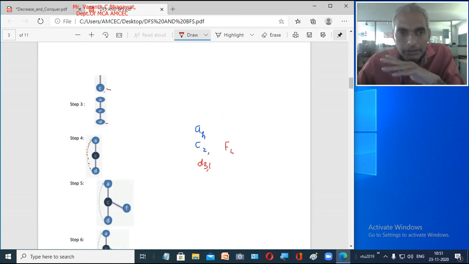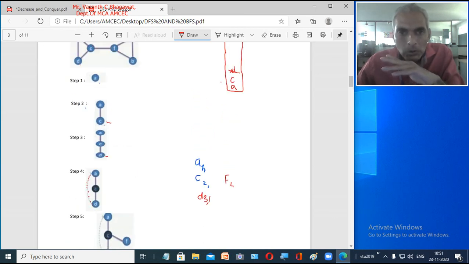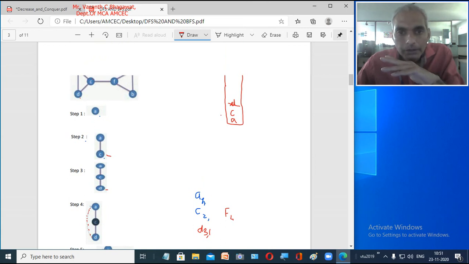So I think it is clear now. We put F into our stack. F was the fourth node which enters our stack, so we will write F. Now we are at F here. Now from F, look into the adjacent nodes. The adjacent nodes from F are C, E and B, right? C is already visited. So now the unvisited are E and B.